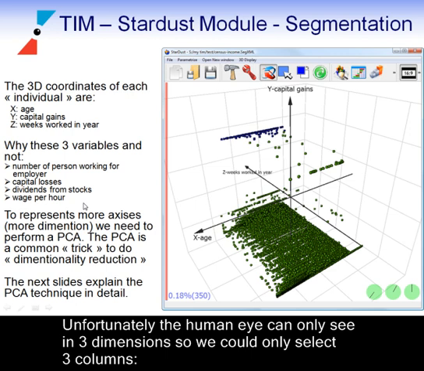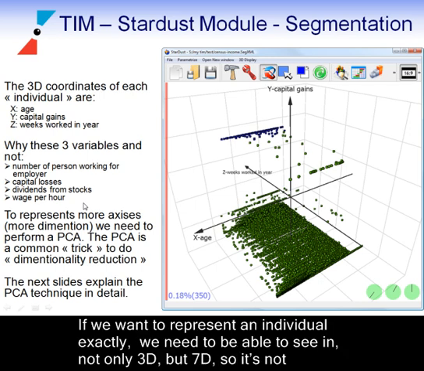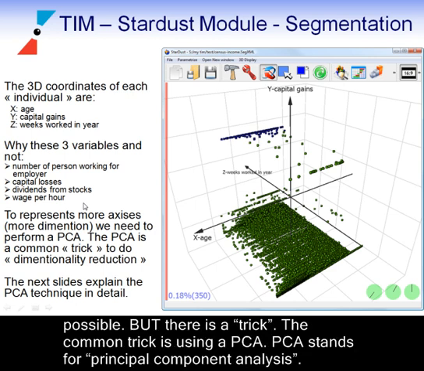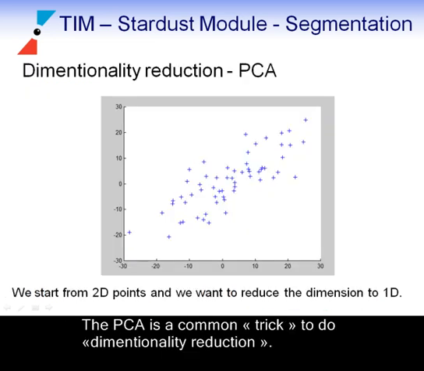Unfortunately, the human eye can only see in 3 dimension, so we could only select 3 columns: the age, the capital gain, and the weeks worked in year. If we want to represent an individual exactly, we need to be able to see in not only 3D but 7D, so it's not possible. But there is a trick. The common trick is using a PCA. PCA stands for Principal Component Analysis. The PCA is a common trick to do dimensionality reduction.